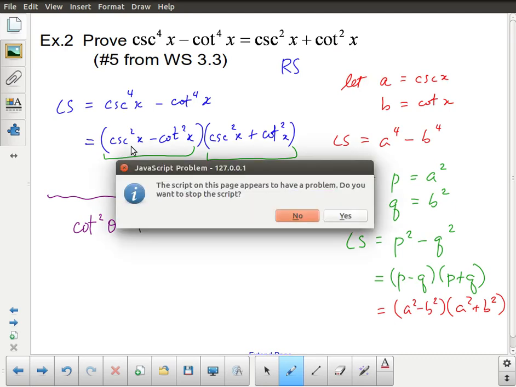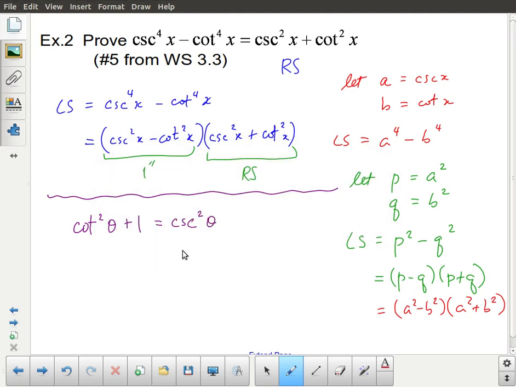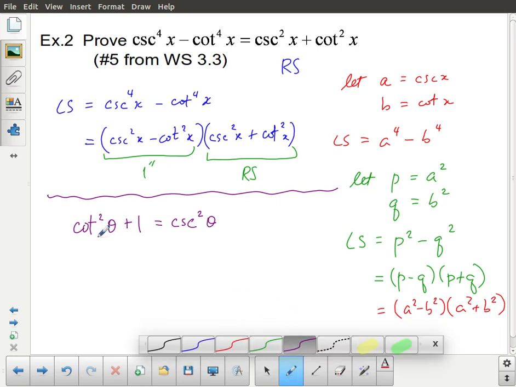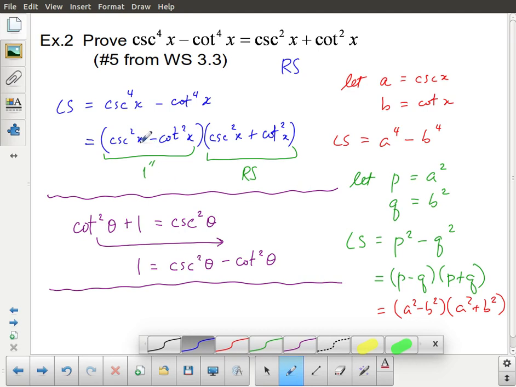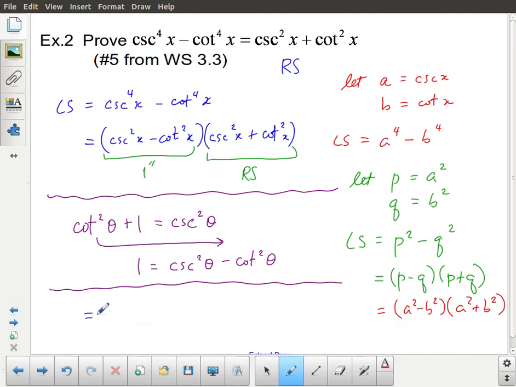But I have here cosecant squared x minus cotangent squared x. So what I need to do is take this cotangent to the other side. But of course, this positive cotangent squared becomes negative. So I get 1 equals cosecant squared theta minus cotangent squared theta. And that is a really nice result for us because that is exactly what I've got in this bracket. And it is 1.